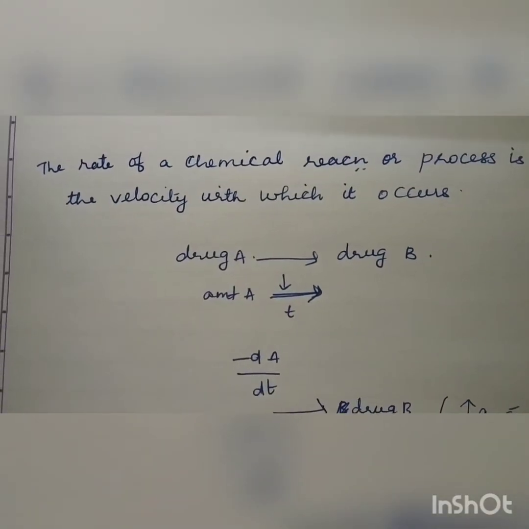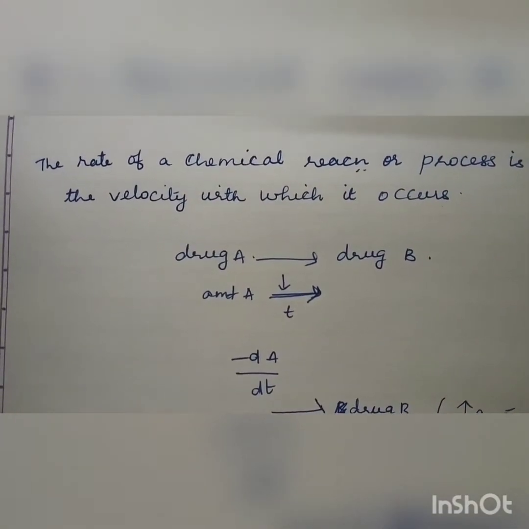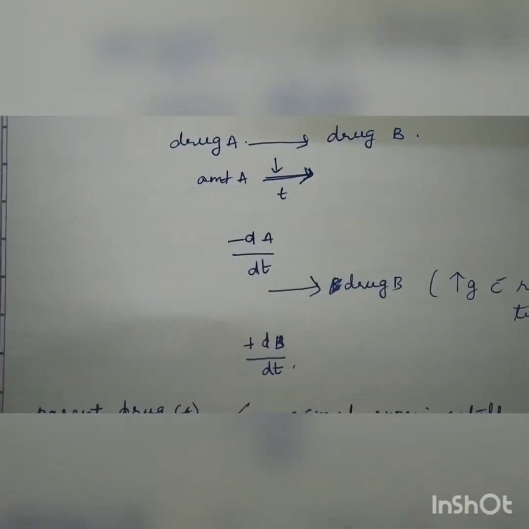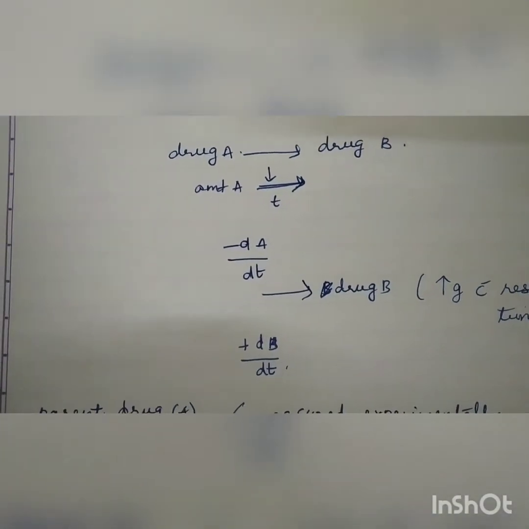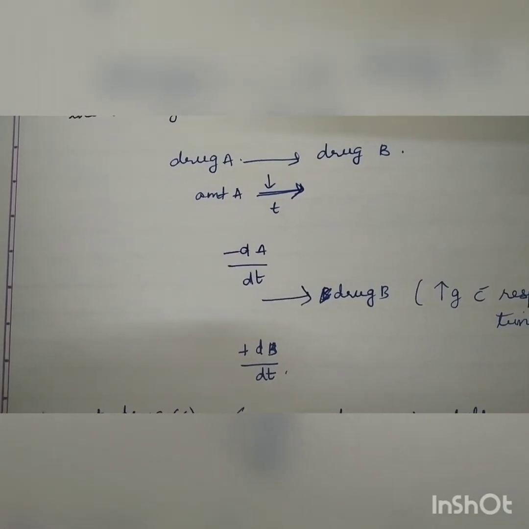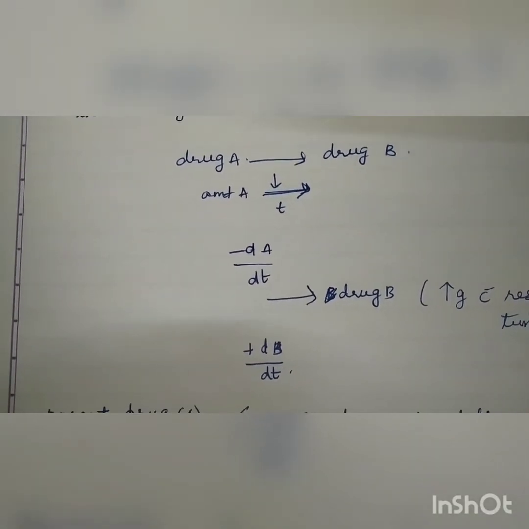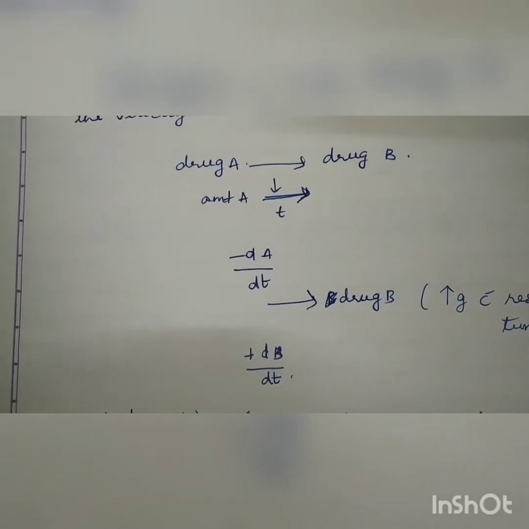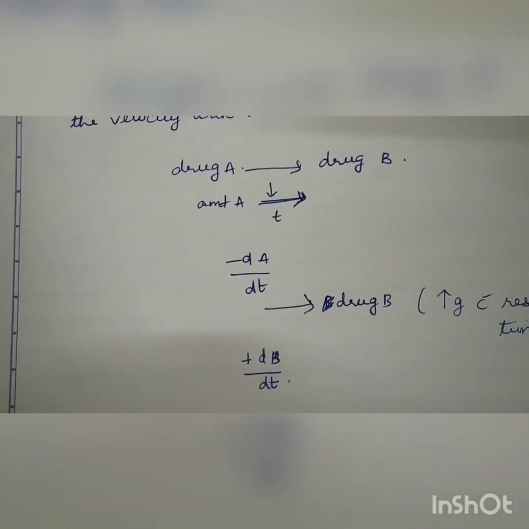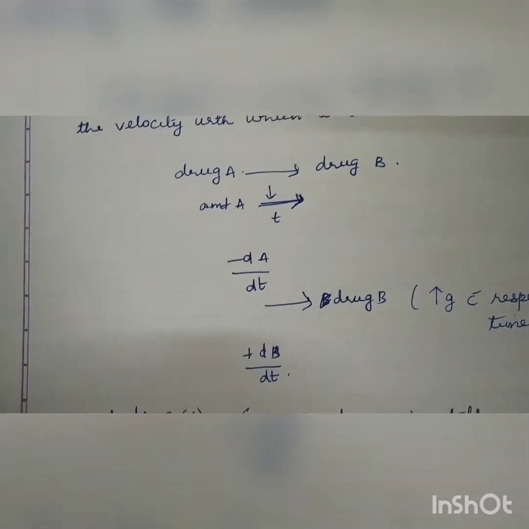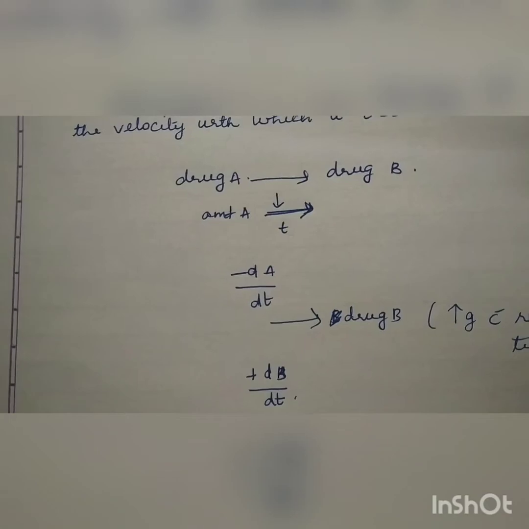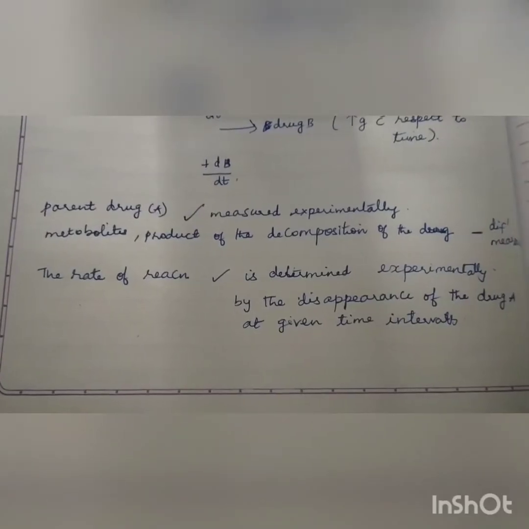The minus sign is used to represent that the drug gets decreased. This expression can also be written as plus dB by dt, since the amount of drug B is increasing with respect to time. So A gets decreased and B gets increased with time. So the rate of reaction can also be expressed in terms of plus dB by dt.